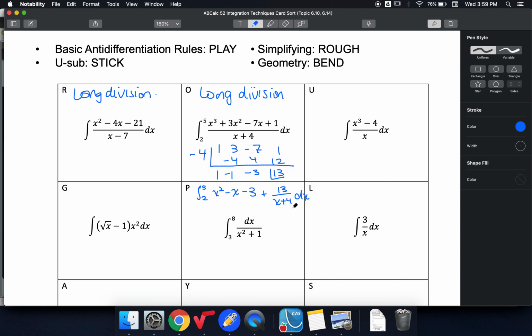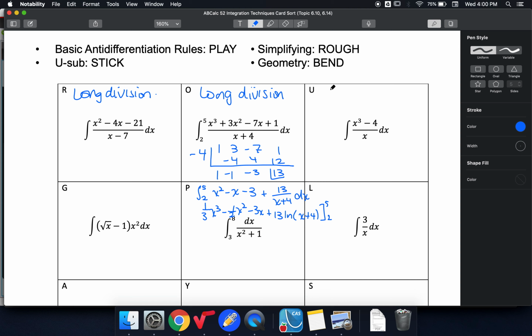Now this one, I would then need to do a u substitution with my ln. But since the derivative of this is just 1, I'm going to end up with, using my power rule, 1/3 x cubed minus 1/2 x squared minus 3x plus 13 ln of x plus 4. I'm just using parentheses because from 2 to 5, that's always going to be positive. But if it wasn't, I would need to put in my absolute value bars. And then I'm going to evaluate that from 2 to 5. So I'll plug in the 5 and then subtract the output from when I plug in the 2.